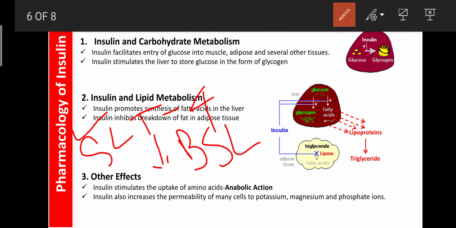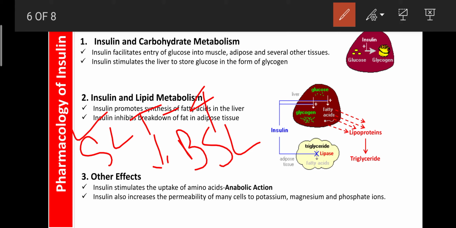Due to that, more glucose enters inside the cells of the muscle, adipose and other tissues, where it undergoes glycolysis, and due to glycolysis the glucose level gradually decreases in the blood. Like that, insulin enhances the uptake of glucose by various types of cells by acting on the insulin receptor and activating the GLUT4 transporter or GLUT4 channels.